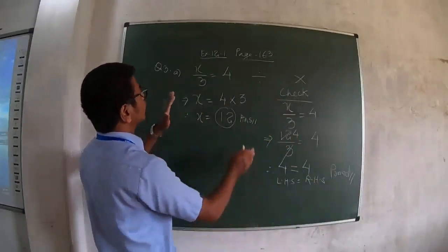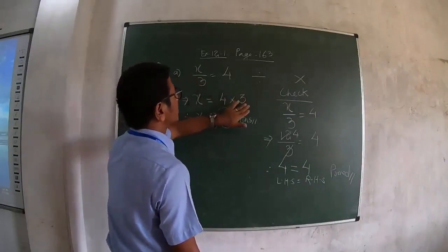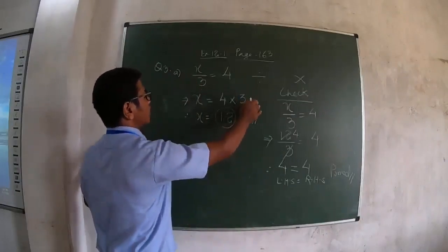So it's proof. So what did I do? A divide, I convert it into multiply. After it goes to the right, we get x equal to 12.